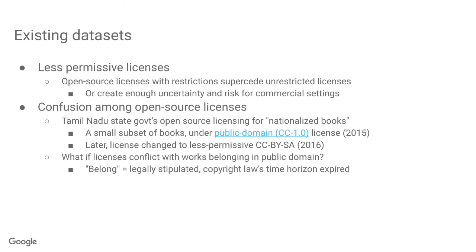And then there's the question of what if the licenses conflict with works that belong in the public domain? By belong, I mean that legally, the copyright laws say that a certain work should be in the public domain. So if there's a publisher of a dictionary and that dictionary has gone into the public domain, but then the publisher is releasing that same dictionary under a somewhat less permissive license, then what do you do?